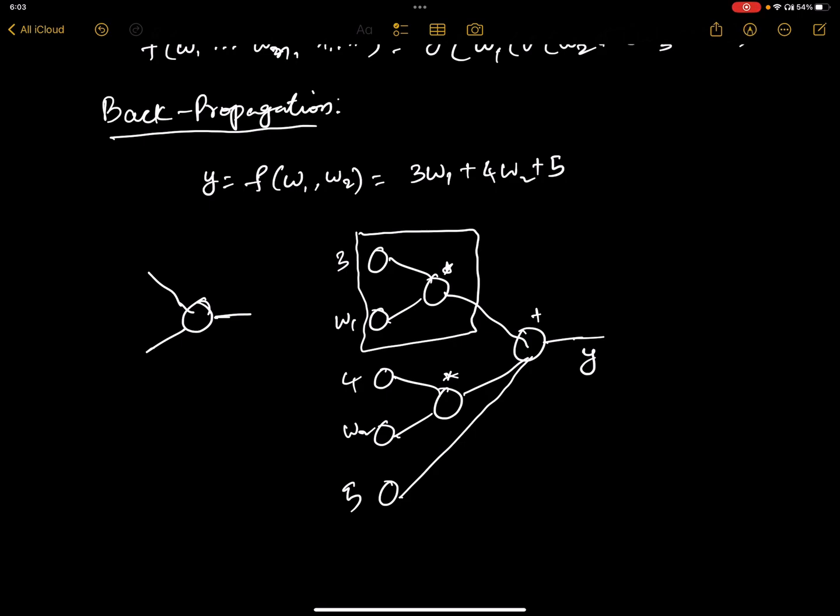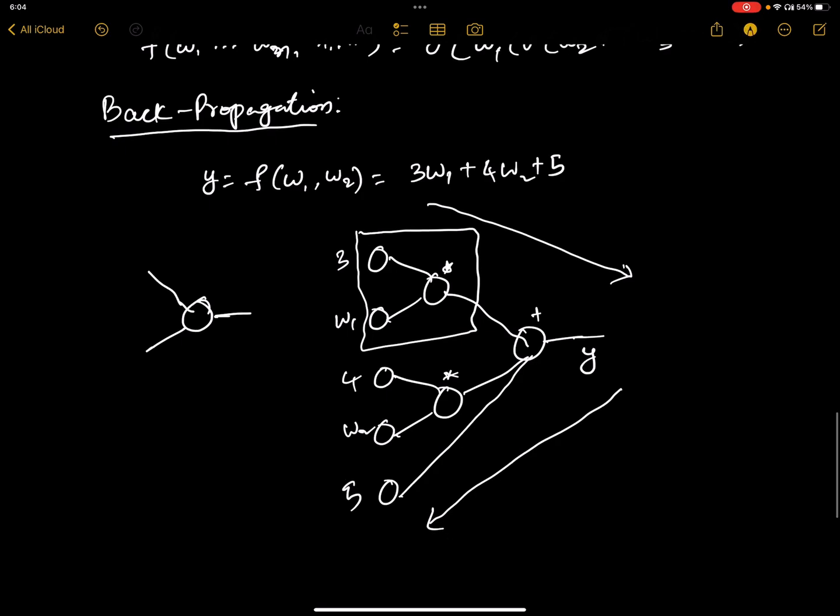Once we have a computation graph in terms of these simpler units, we do a forward pass and evaluate the value of y, and we do a backward pass, and we calculate the partial derivatives of the target function with respect to any of these variables. The forward pass is straightforward. We just substitute the values, the output of one node becomes the input of the next, and we keep propagating forward and arrive at a final value of y.